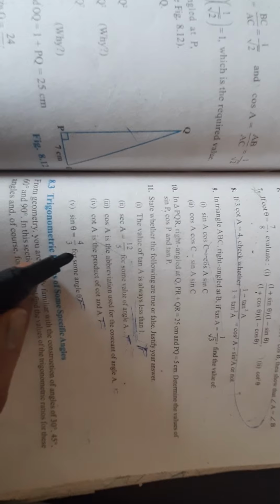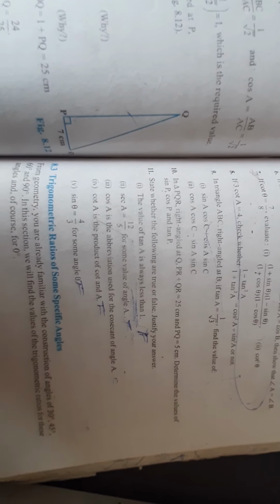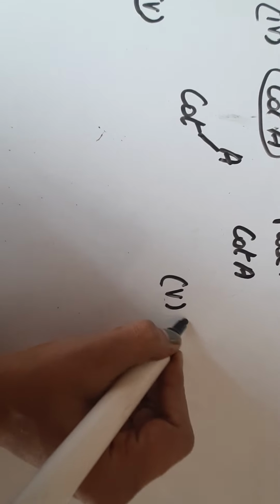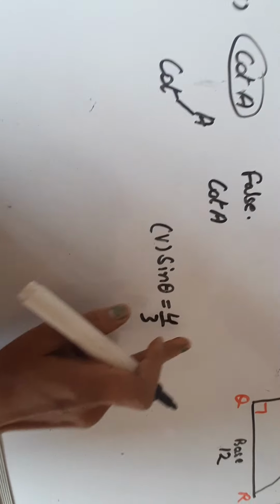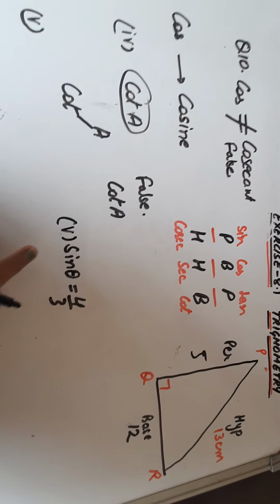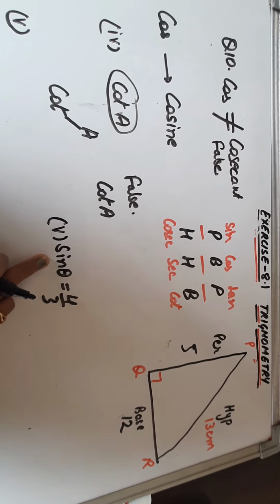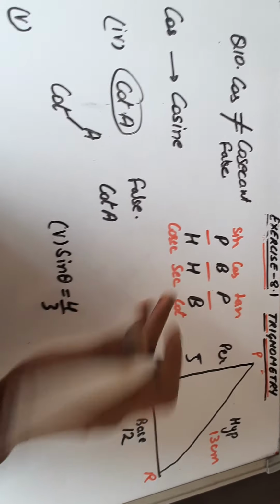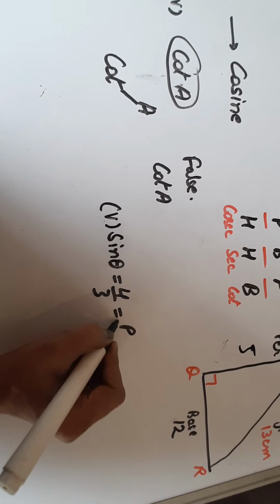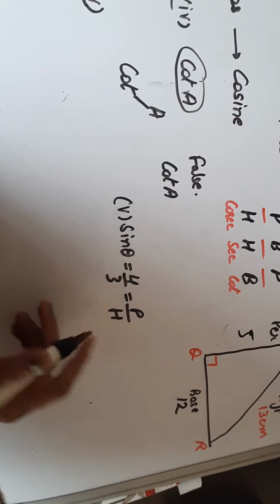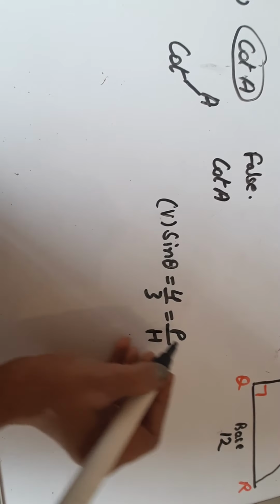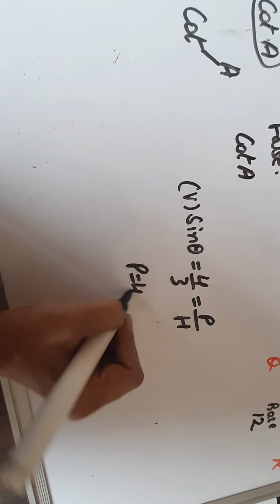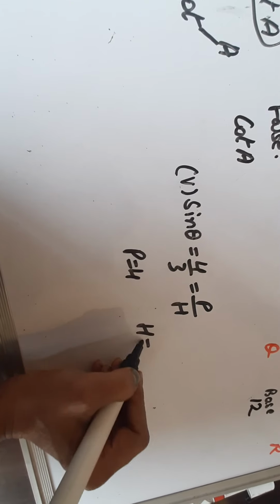Now fifth part is sin theta is equal to 4 by 3 for some angle theta. Now in fifth part they have given us a value sin theta which is equal to 4 by 3. क्या ये वैल्यू इसकी पॉसिबल है कि नहीं? So again let us check through its ratio. Sin theta is perpendicular by hypotenuse, right? Perpendicular by hypotenuse. So according to this given ratio, P will be 4 and hypotenuse will be 3.